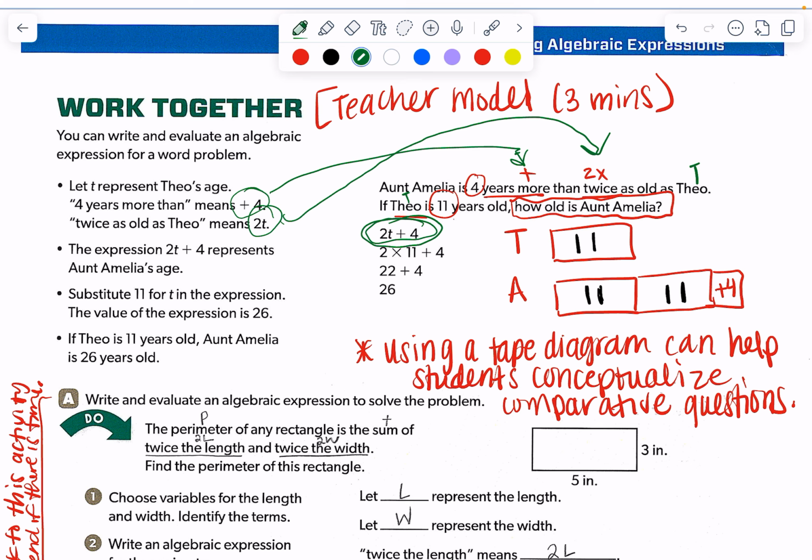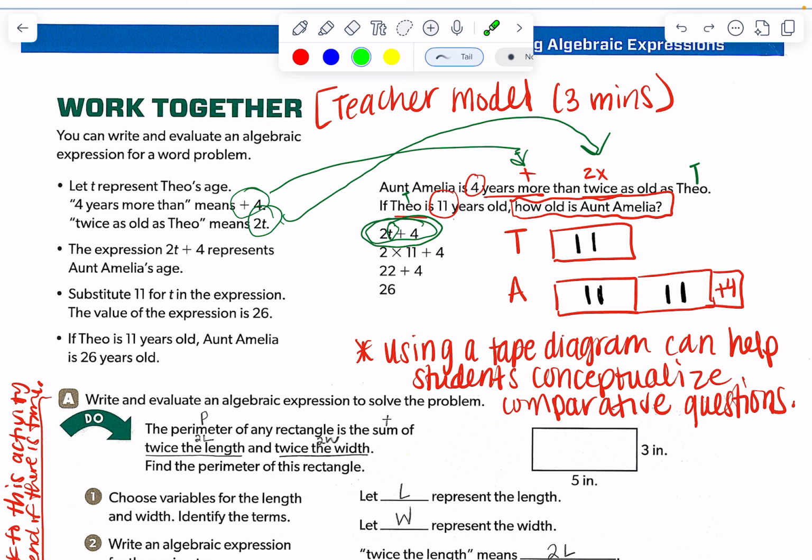Substitute 11 for T. So instead of 2 times T, we are going to do 2 times 11, which is right here, which is 22. And then we're going to add the 4 more years that Aunt Amelia has, which means that Aunt Amelia is 26 years old.